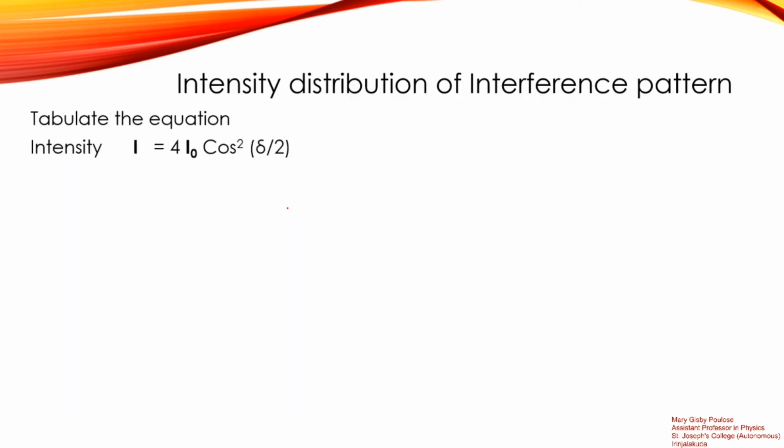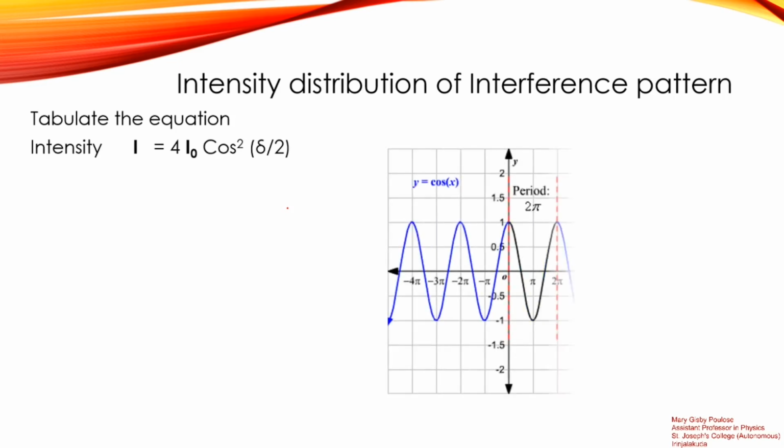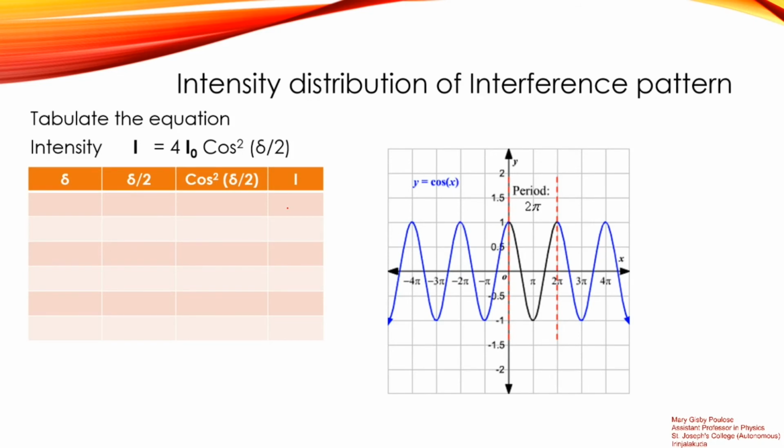Now, let us try to find out what is the exact distribution of this expression of intensity. For that, let us first draw a table. In this table, we have to have 4 columns. First column represents the delta phase difference value. Second column represents delta by 2 value. Third column represents cos square delta by 2. And the fourth column represents intensity I value. And for each value of phase difference, we are going to find the values of intensities.